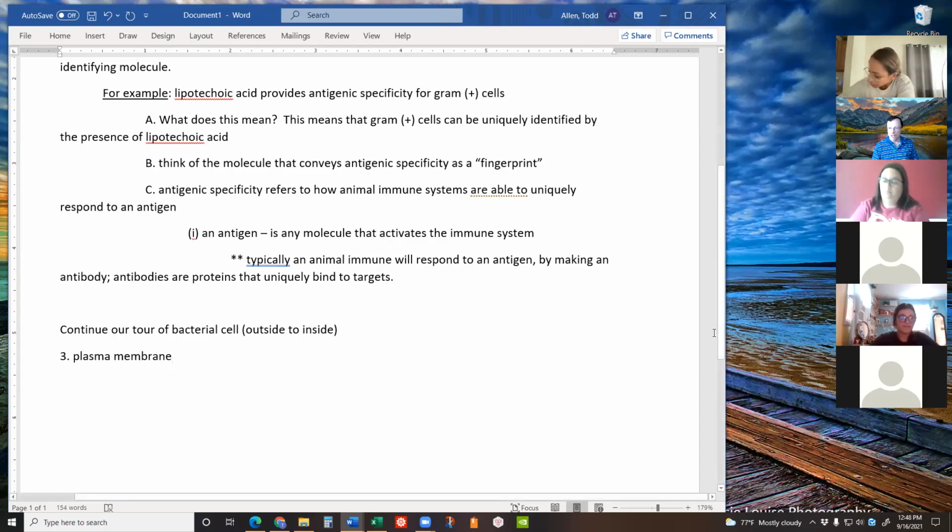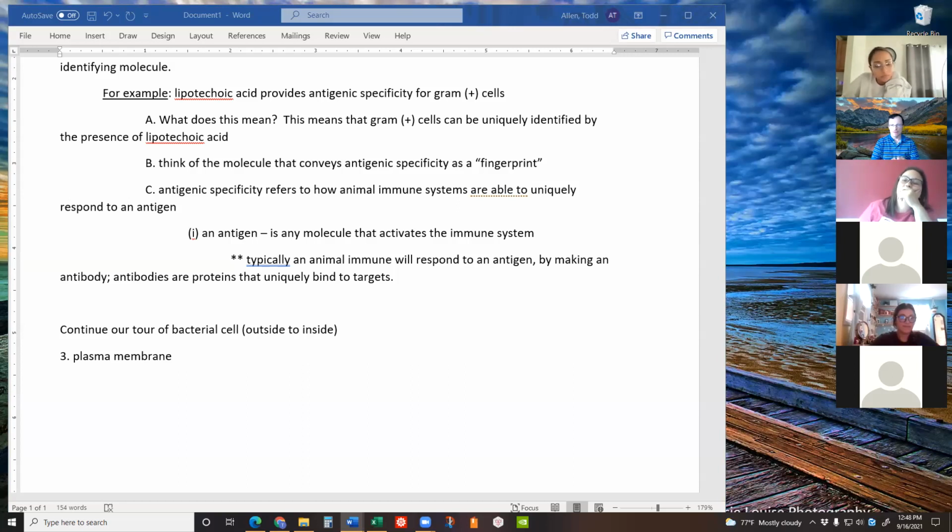True or false in the chat window? A plasma membrane is the same thing as a cell membrane. Okay, folks, generally speaking, that is true. A plasma membrane is not the same thing as a cell wall, but it is the same thing as a cell membrane. Plasma membrane and cell membrane are synonymous terms.